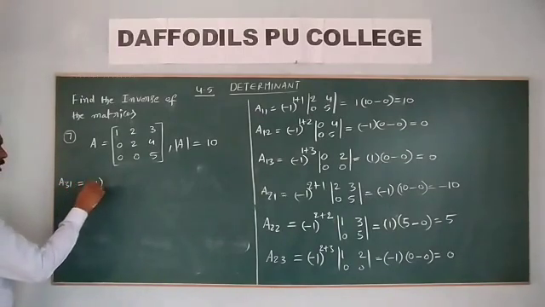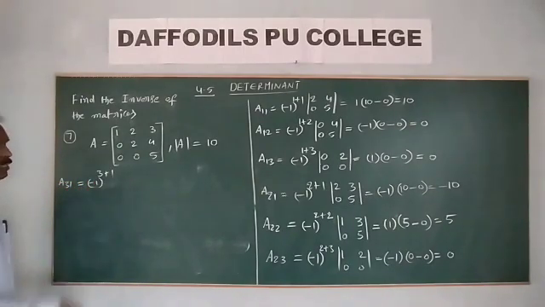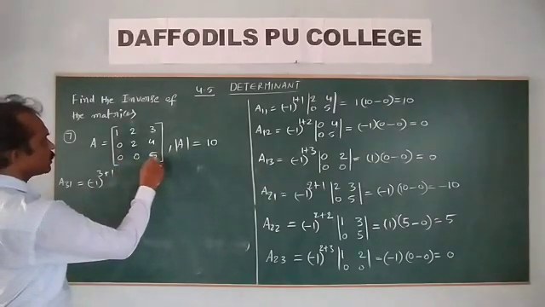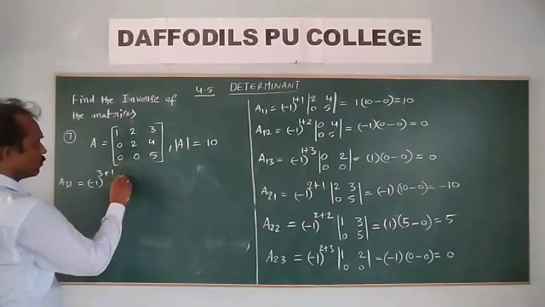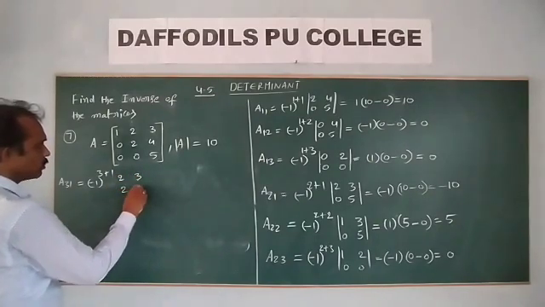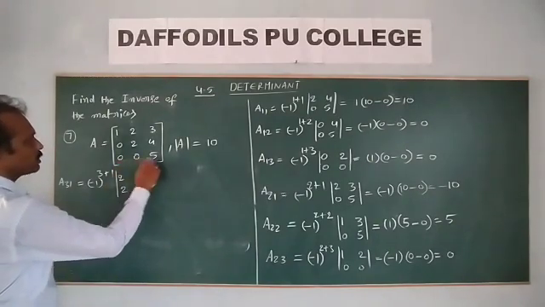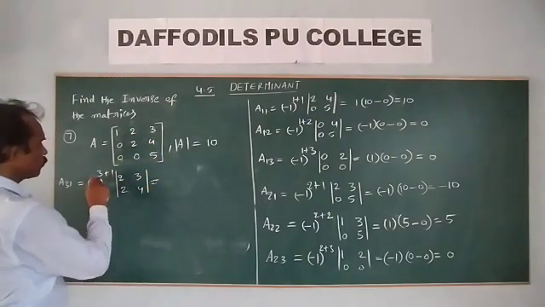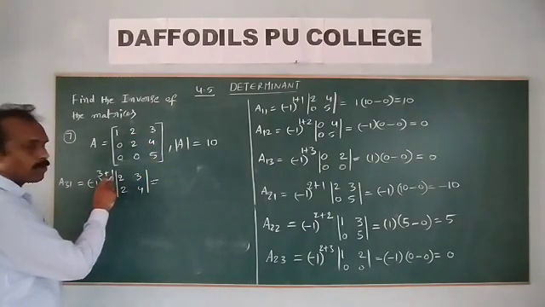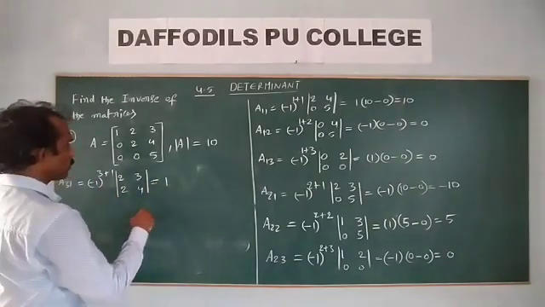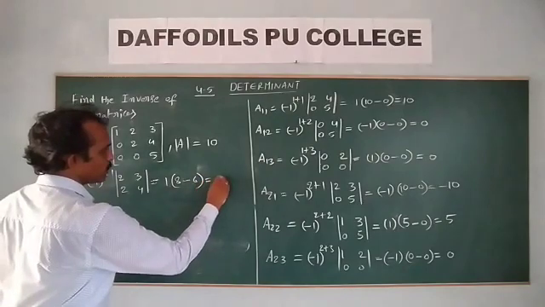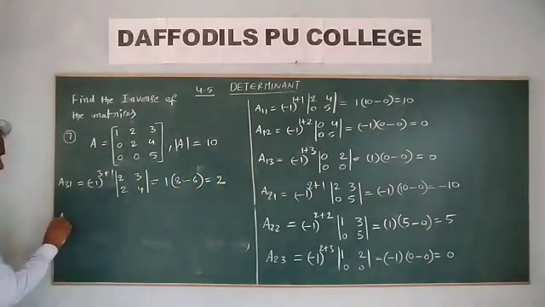A31 is equal to minus 1 to the power of 3 plus 1. A31, deleting this row and this column, 2, 3, 2, 4. That implies minus 1 to the power of 3 plus 1, even, plus 1, 8 minus 6, that implies 2.